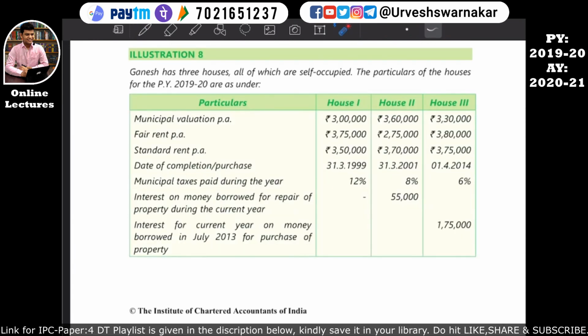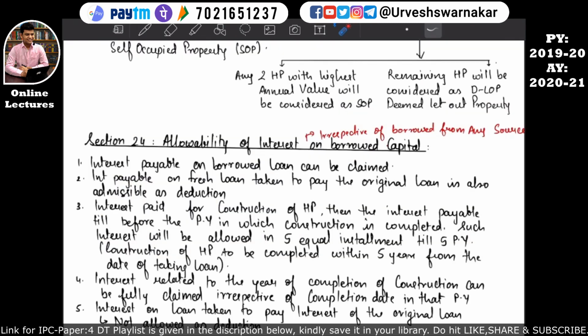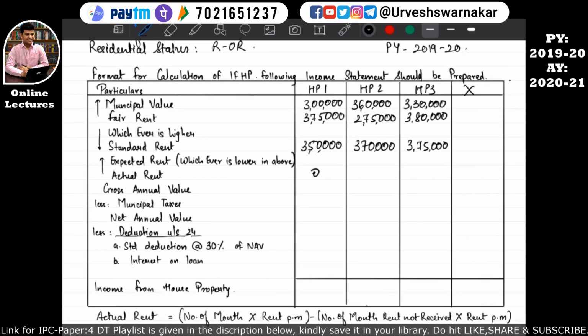The question is saying Ganesh has 3 house properties, and all the house properties are self-occupied. So that means we are finding out which property will become a DLOP. I hope this is quite clear by now. So we need to write in place of actual rent 0, that means nil. The actual rent is nil and we will write it nil over there. I hope this is quite clear to you all.